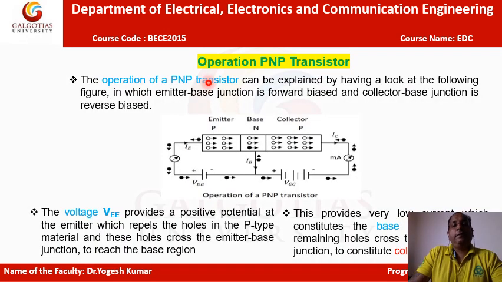Now let's have the concept of the operation of the PNP and NPN transistor. The operation of the PNP transistor can be explained by having a look at the following figure, which shows the emitter base junction forward biased and the collector base junction reverse biased. Whatever type of transistor we have, either PNP or NPN, we have to make the input side forward biased and the output side reverse biased for the proper functioning of the transistor, that is, for it to work in the active region.